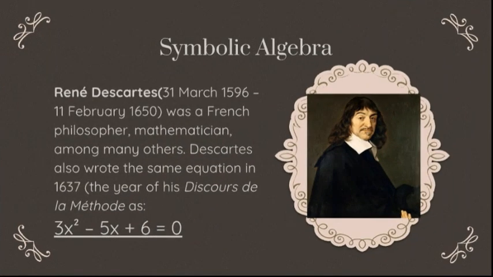René Descartes, born on March 31, 1596, and died on February 11, 1650. He was a French philosopher, mathematician, among many others. Descartes also wrote the same equation in 1637, the year of his Discours de la Méthode, as 3x squared minus 5x plus 6 equals 0. Unlike Viète's variable where vowels represent unknown quantities and consonants represent known quantities, Descartes used the letters near the beginning of the alphabet to represent the known quantities, while letters near the end represent unknown quantities.